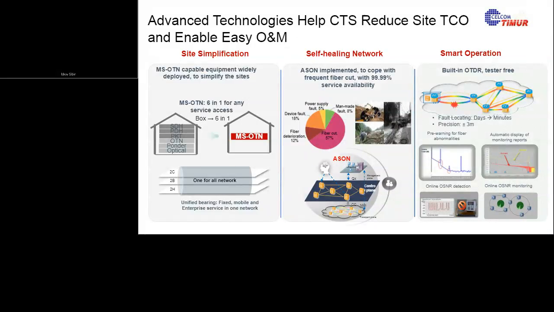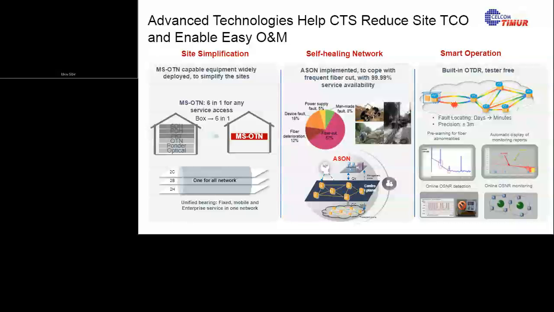Okay, next, I would like to talk about the advanced technology used in the network to reduce site TCO and enable easy operation and maintenance. First is the MS-OTN solutions. MS-OTN capable equipment has been widely deployed in the network to simplify the sites. MS-OTN solutions can integrate 6 types of services, including SDH, PDH, packet, OTN, power, optical into one box and construct one network for all the services.